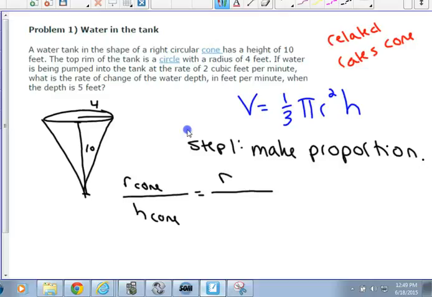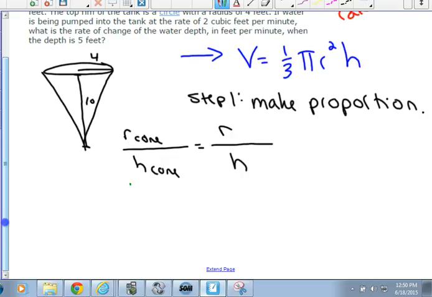And then this one's going to be the radius of the water and the height of the water. You're going to keep your R and H here because we're going to have to use that at the end. So this is what your proportion needs to look like. You're going to get the formula. Right. So now, when you go to plug things in, we want to plug in the radius of our cone. Just make sure if they give you the diameter, cut it in half to get the radius. So 4 over 10 equals R over H.